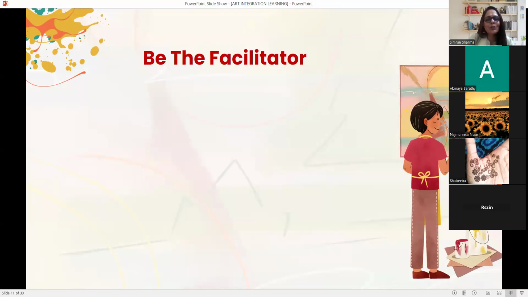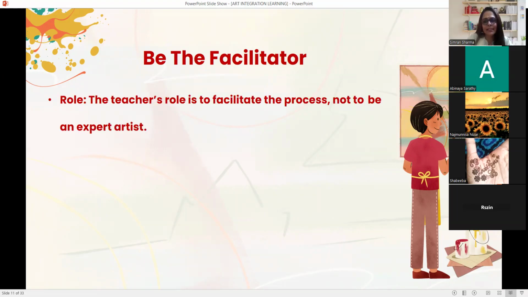Our role is not to judge the art integration activity as a qualified artist. We teachers need to be facilitators. So what do I mean by facilitator? First, when you decide a topic, you give them a basic introduction of the topic. The topic can be at the beginning of a new session, or it can be a recap. It all depends on when you are taking it.